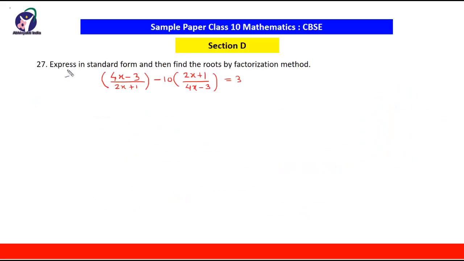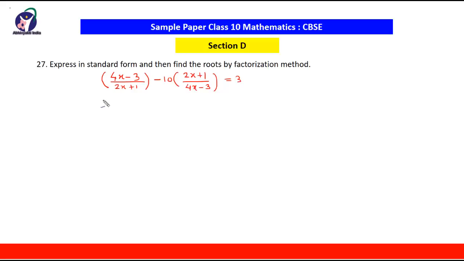The next question is: express in standard form and then find the roots by factorization method. Here the equation is (4x minus 3) upon (2x plus 1) minus 10 into bracket (2x plus 1) upon (4x minus 3), which is equal to 0. Here these two brackets are reciprocals of each other.